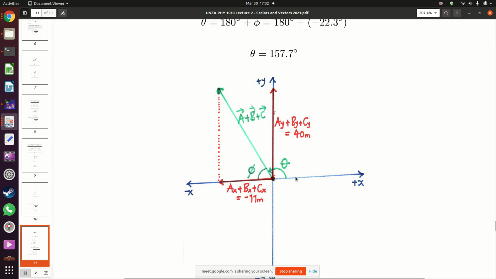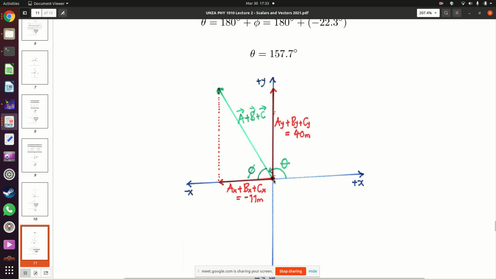Again, when you're talking about direction, you're talking about the angle theta, and this theta is measured from the positive x-axis in an anti-clockwise direction. We consider the anti-clockwise direction to be the positive angles, the clockwise direction to be negative angles. However, as you can see, using the information we have, it is not possible for us to find theta by using just the x components and the y components.